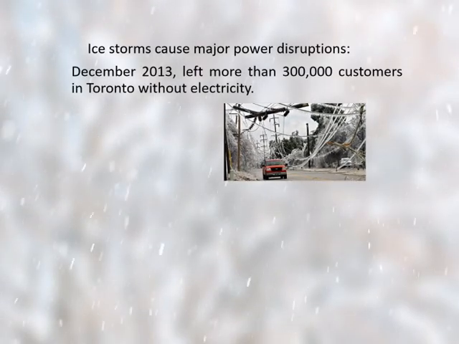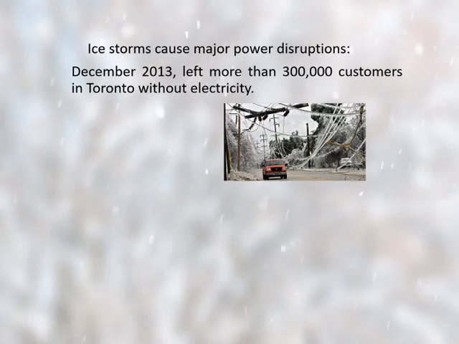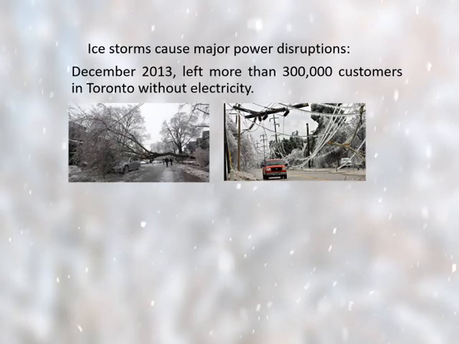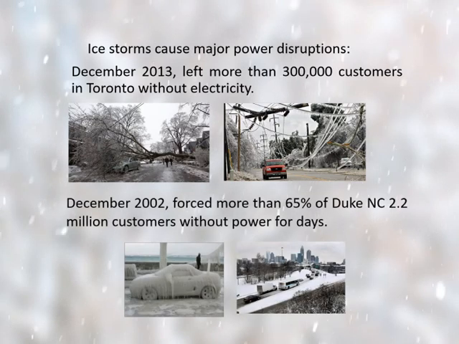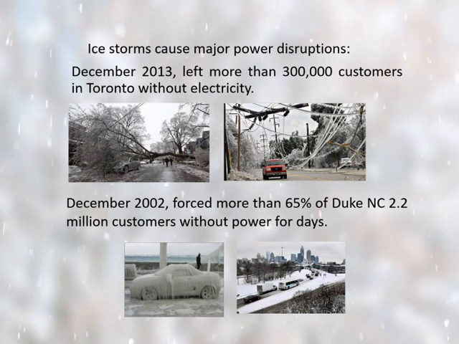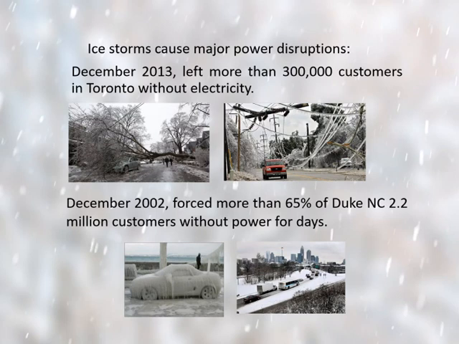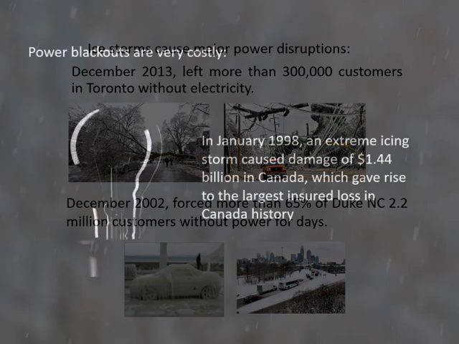For example, in December 2013, one left more than 300,000 customers in Toronto, Canada without electricity. In December 2002, more than 65% of Duke, North Carolina, 2.2 million customers were left without power for days. Power blackouts are very costly.